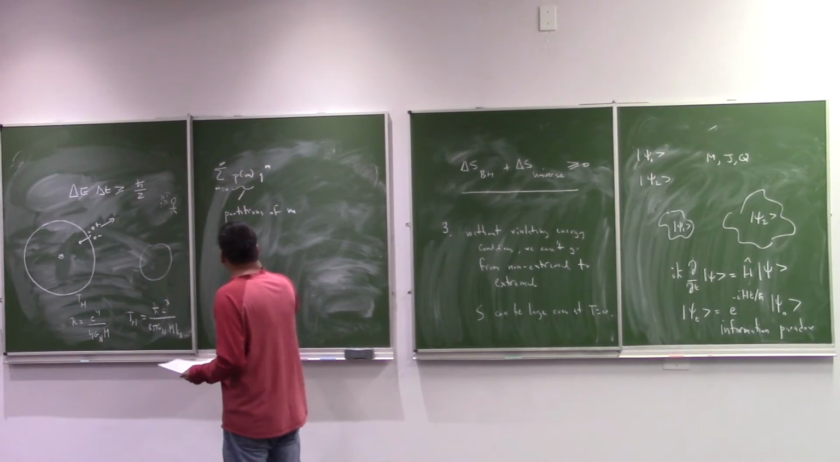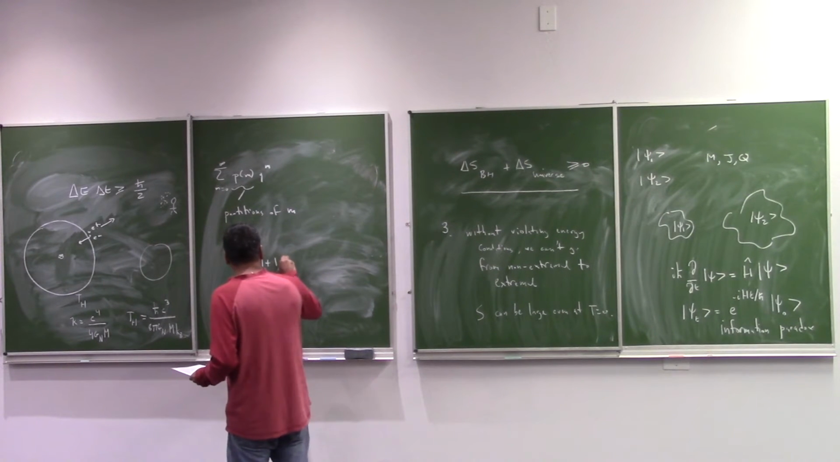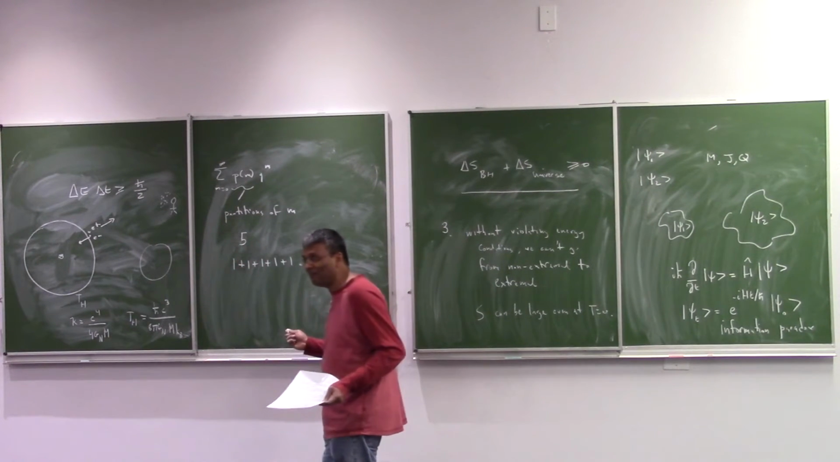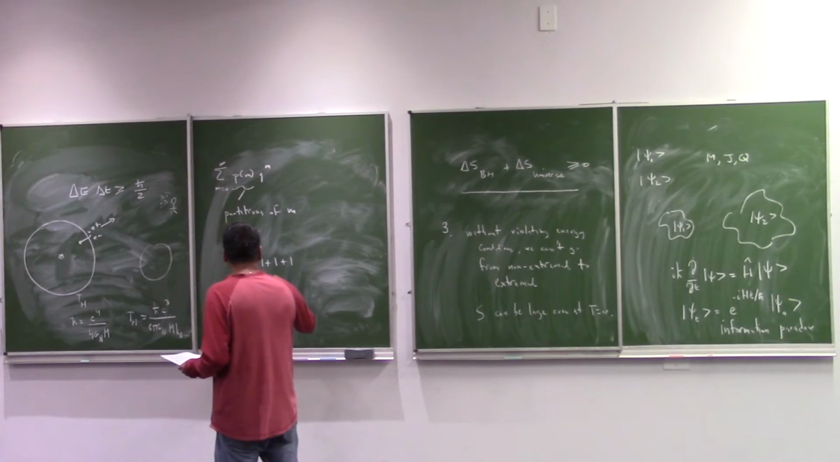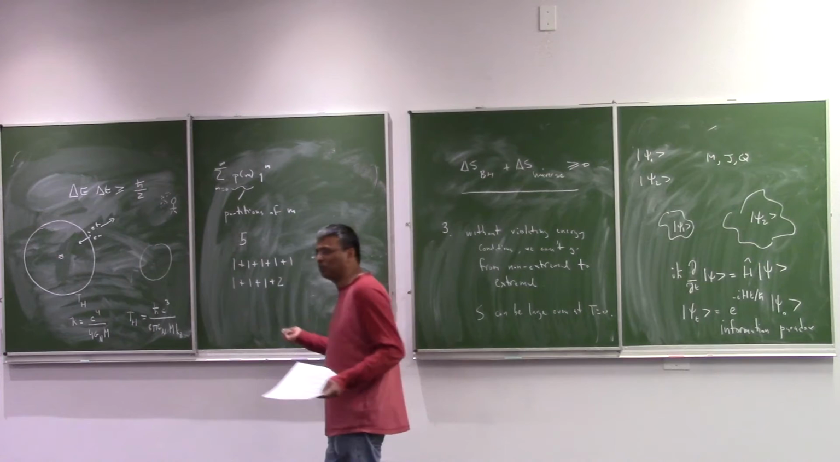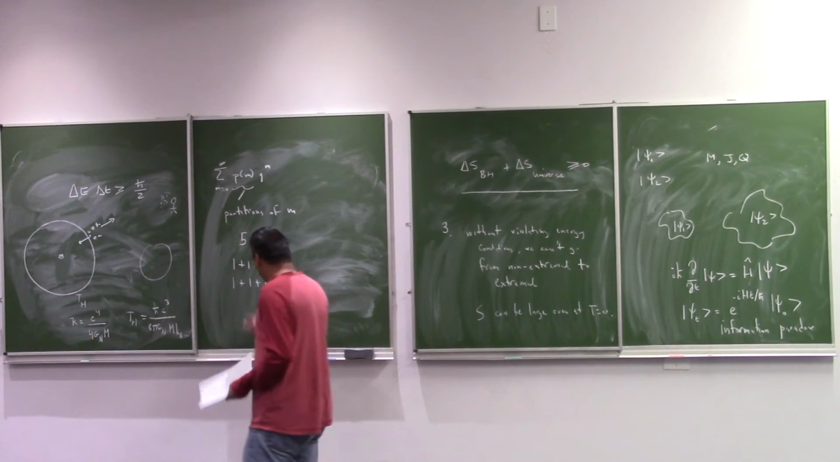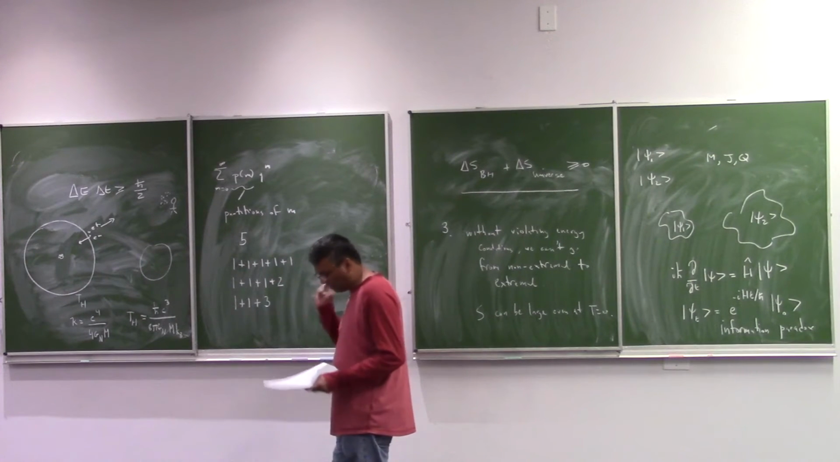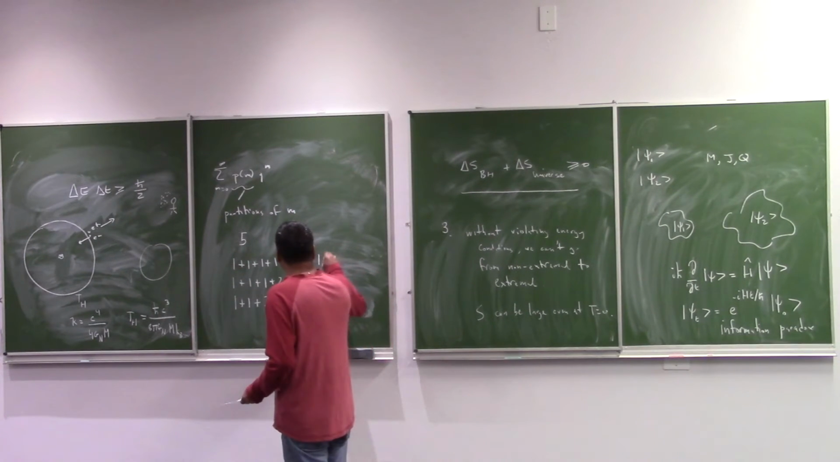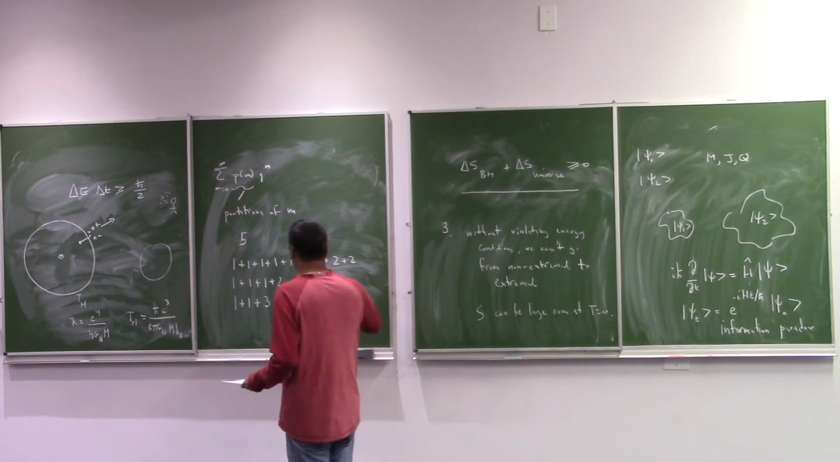Okay, I can have 1 plus 1 plus 1 plus 1 plus 1. That sums to 5. I can have 1 plus 1 plus 1 plus 2. That sums to 5. I can have 1 plus 1 plus 3. That sums to 5. I can have 1 plus 2 plus 2.